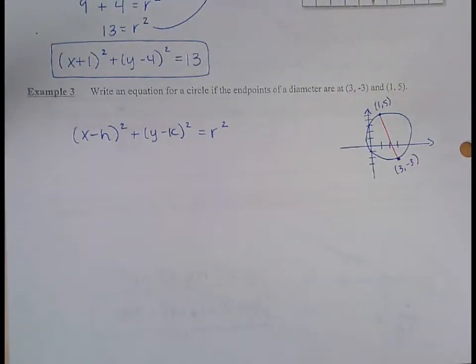So we need H, K, and R. We need to know the center, we need to know the radius, or at least find R or find R squared somehow. Ideas on how to find those two things. I'll say this, it's probably easiest if you find the center first. How could you find the center?